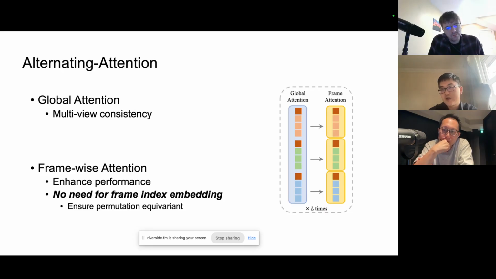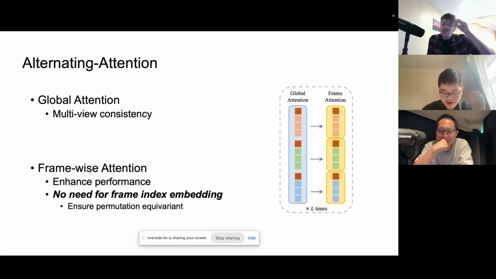LLMs in natural language processing just use a big transformer layer to let all the tokens attend to each other. But here is a problem in our case. Let's go back to the basics.